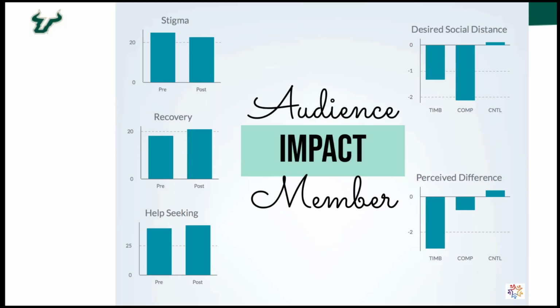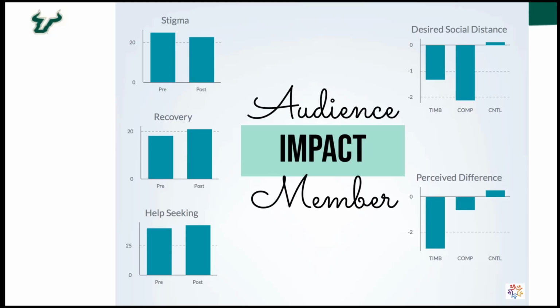And what we found was that desired social distance from people with mental illness was significantly decreased in both This Is My Brave and the comparison condition, not in the control condition. So we didn't find a difference between This Is My Brave and comparison in this case. Or actually, I'm sorry, let me correct myself. We did find a difference. The comparison condition had greater effect on desired social distance, but This Is My Brave had a significant effect.